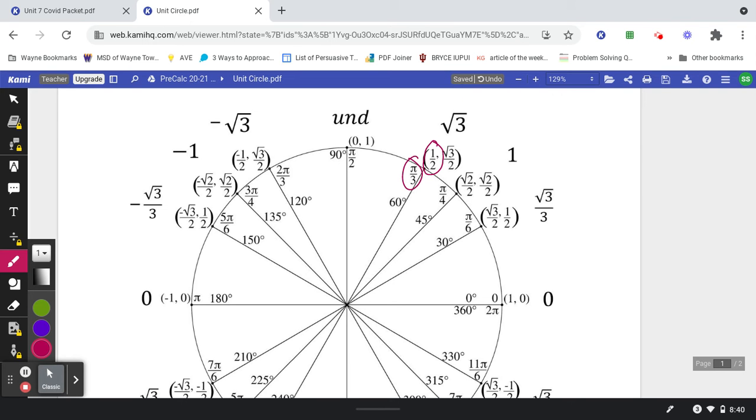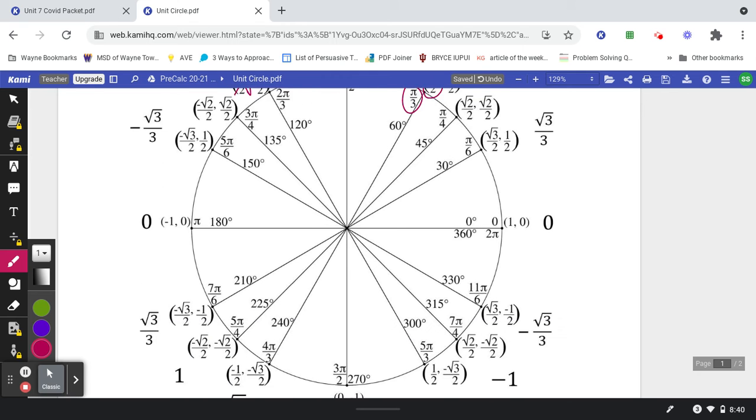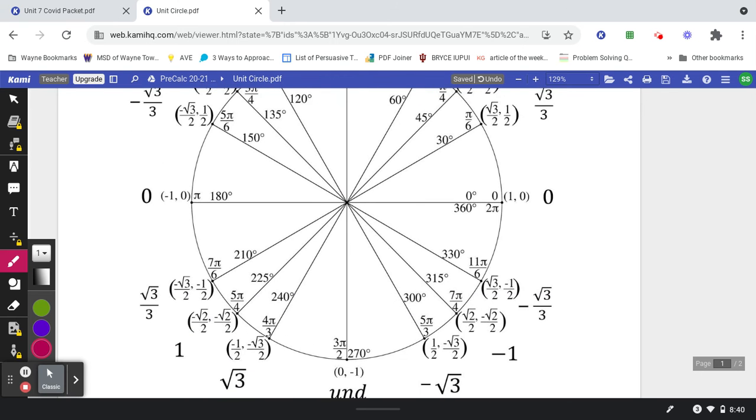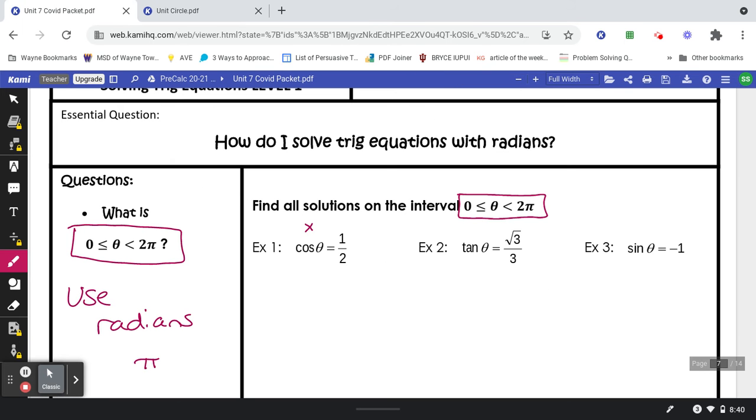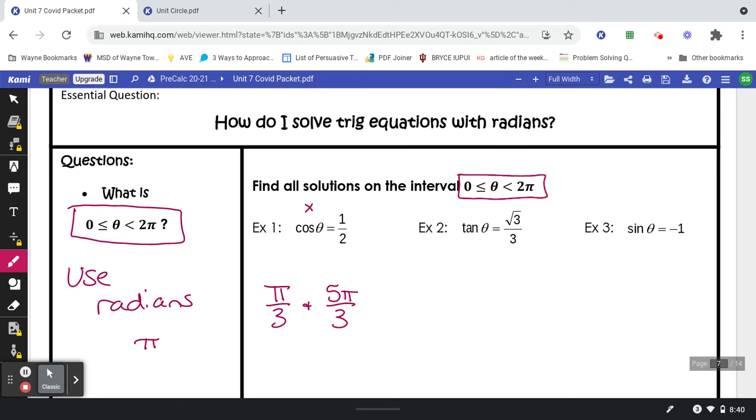Circle all the way around. I'm not looking for the negatives, so that one doesn't count right here. All the way around the bottom, and then I finally find another one right here where x is 1/2, 5 pi over 3. So my answers will be pi over 3 and 5 pi over 3. You'll write those into Delta Math with a comma.